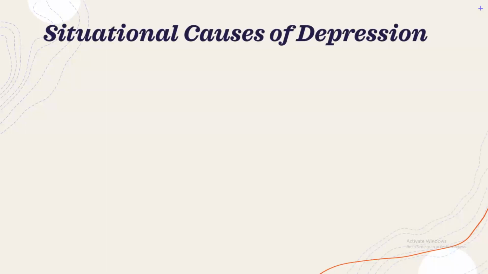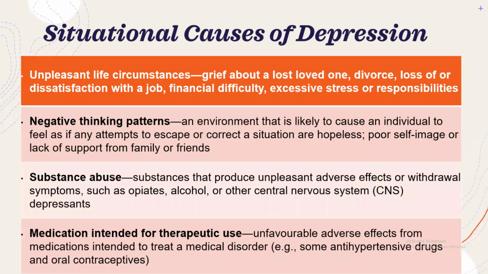First, let's talk about the situational causes of depression, like unpleasant life circumstances. It can be grief about a lost loved one, divorce, loss, or dissatisfaction with the job, financial difficulty, excessive stress or responsibility, negative thinking patterns, an environment that is likely to cause an individual to feel as if any attempts to escape or correct a situation are hopeless, poor self-image, or the lack of support from family or friends, and substance abuse, where substances produce unpleasant adverse effects or withdrawal symptoms, such as opiates, alcohol, or other central nervous system depressants.